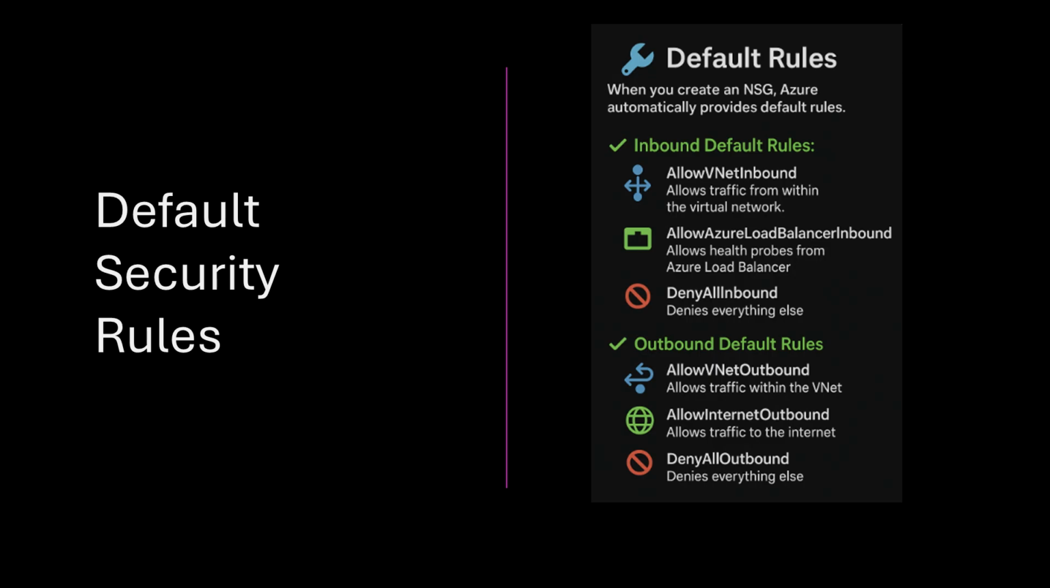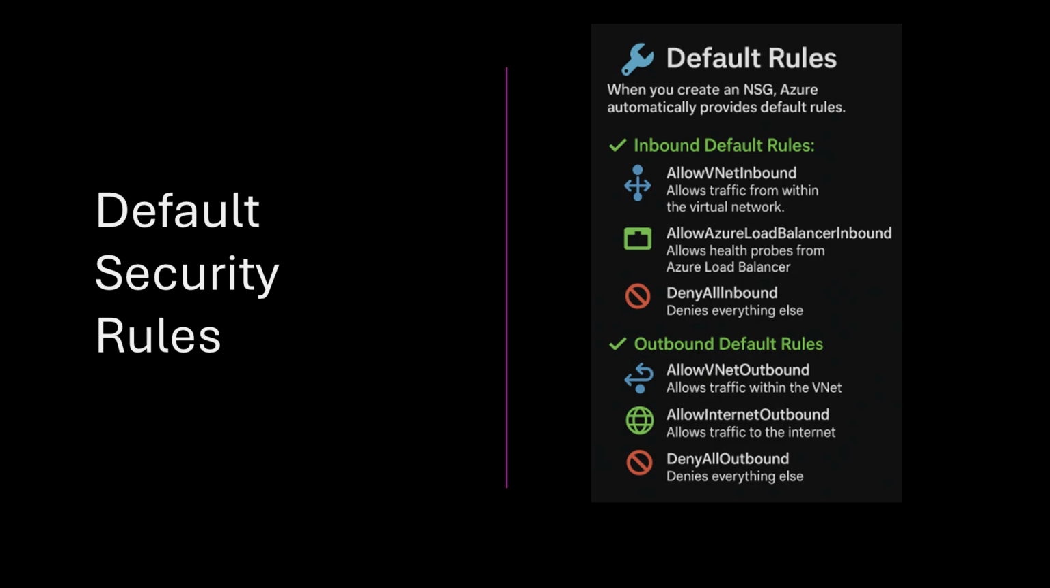On the outbound side, Azure enables traffic within the virtual network using Allow VNet Outbound and also allows connections to the internet via Allow Internet Outbound. Any other outbound traffic is blocked by Deny All Outbound. If these defaults don't align with your security needs, you can create custom rules with a lower priority number. This gives your rule higher precedence and lets you take control of traffic exactly the way you want.